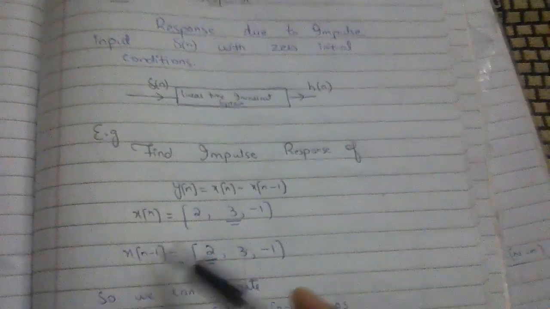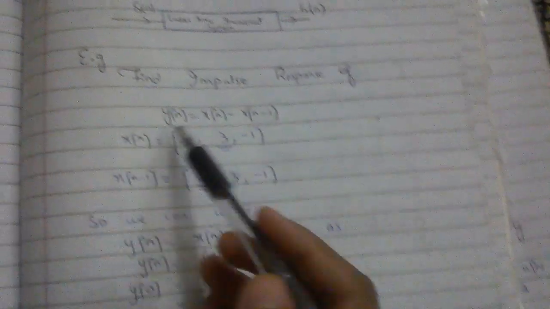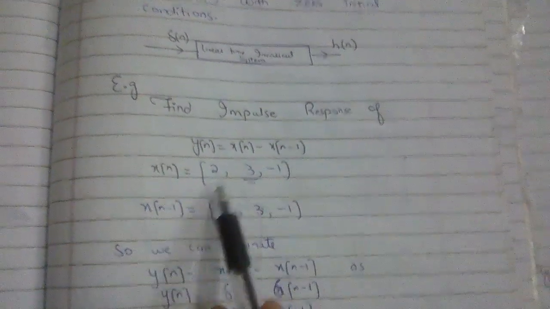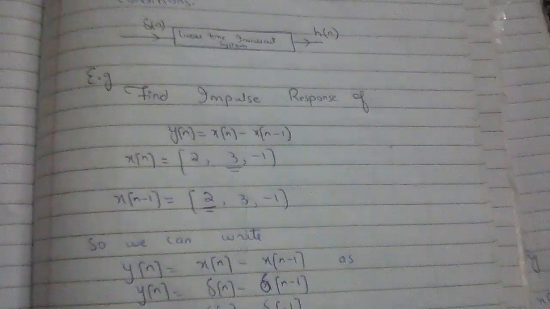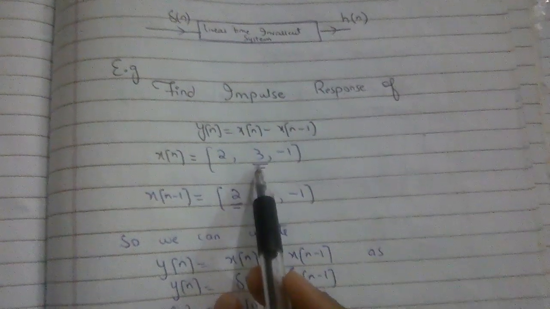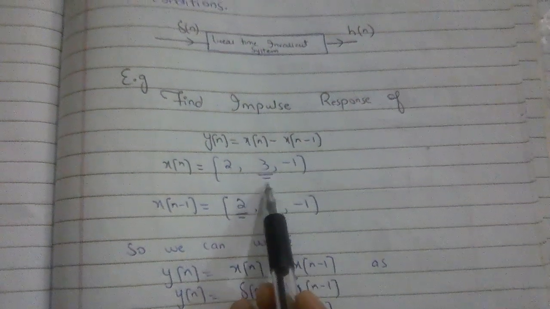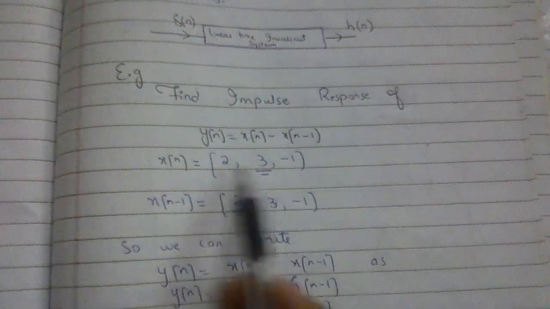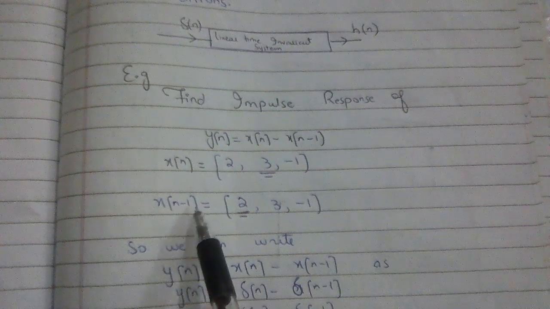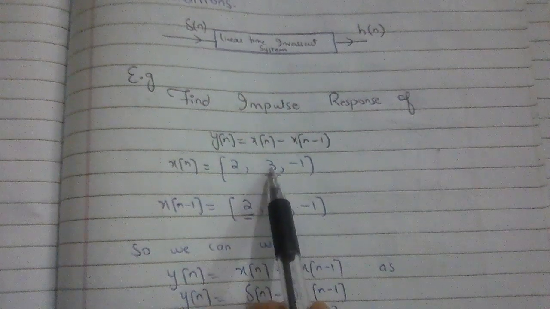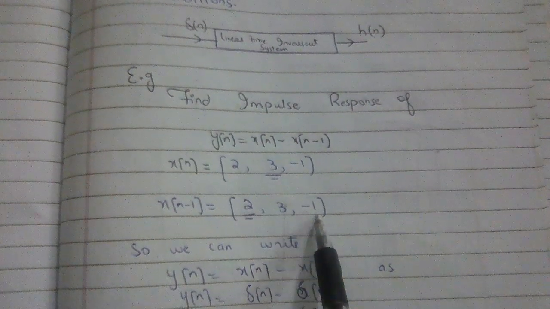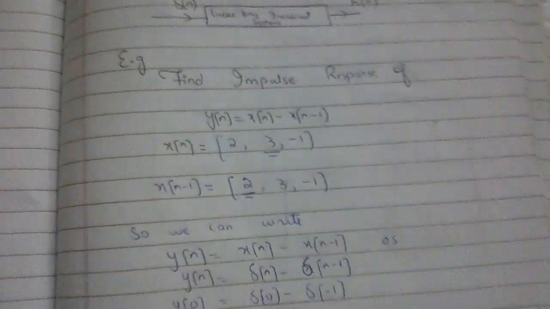For example, I have a question: find the impulse response of y of n as x of n minus x of n minus 1. Now if x of n is the same, 2, 3 and minus 1, this is the index point, that is 3 at 0, minus 1 at 1 and 2 at minus 1. And x of n minus 1 is the delayed version of this signal. So now this index point, that is 0, is shifted, and the 3 and minus 1 amplitude values will be the same.